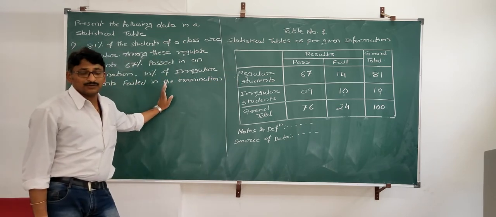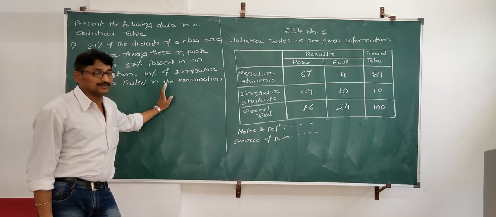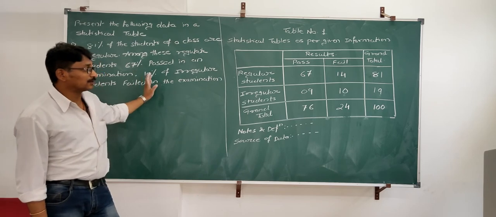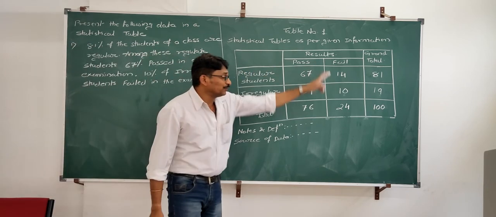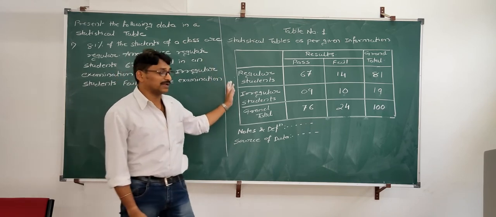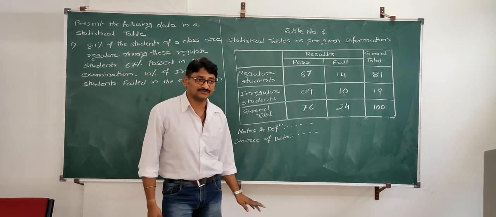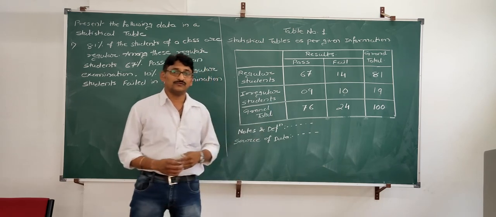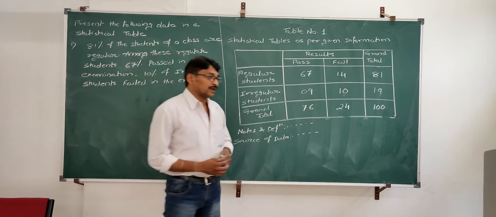You have to read the problem very carefully. They may twist the problem like anything. You have to read the problem very carefully. How to prepare a blank table, that is the most important. Once you prepare a blank table, you can easily substitute the values and move forward. Okay.